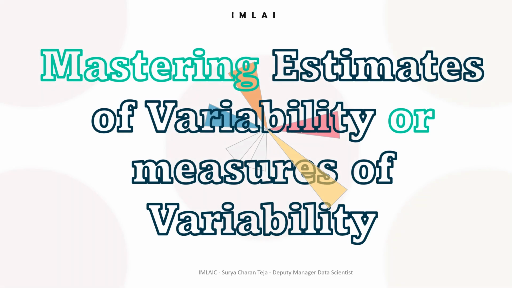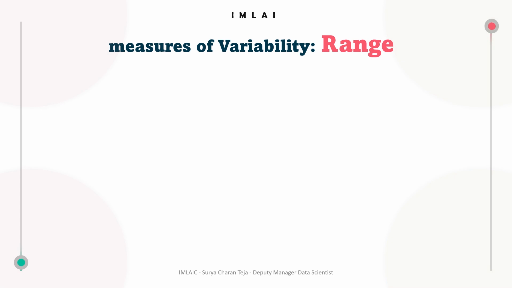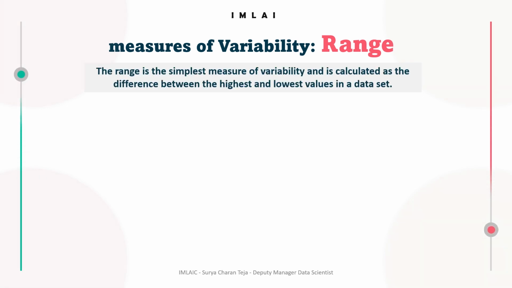Let's begin with the estimates of variability, or measures of variability, or measures of dispersion. Let's start with the range. So what is a range? The range is the simplest measure of variability and is calculated as the difference between the highest and lowest values in a data set.